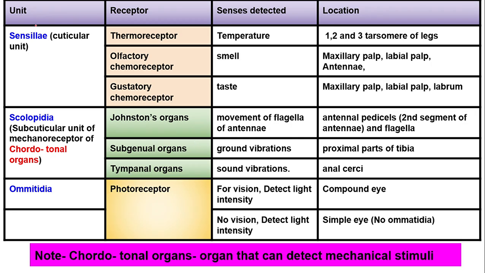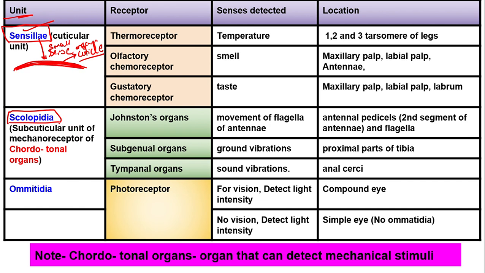Now see here class. Two units basically we are going to focus on, that is your sensillae and scolopidia. If you remember, I told you the cockroach's outer body is made up of exoskeleton and that exoskeleton is made up of chitin. The outermost layer of the cockroach we call the cuticle. The small sense organs which are present at the layer of the cuticle, we call them sensillae.